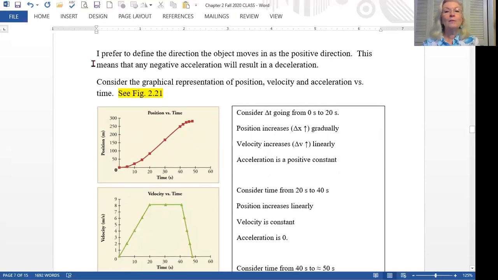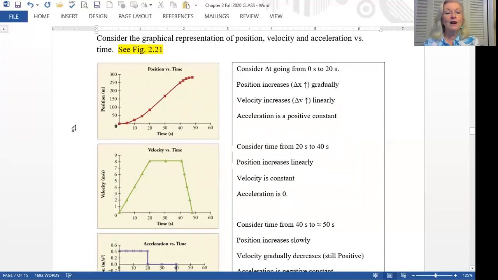So we're probably going to always define the direction the object moves in as the positive direction. That means that negative accelerations will be decelerations. They'll slow us down. If we look at position versus time, velocity versus time, and acceleration versus time for an object, we can see how these graphs give us information. So again, title at the top. Each axis has a title with the units of measurement in parentheses. So time with seconds in parentheses, position with meters in parentheses.